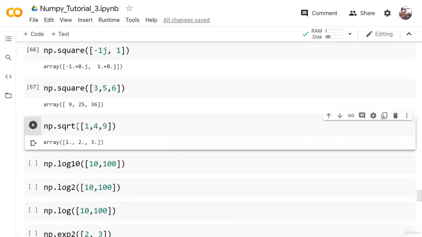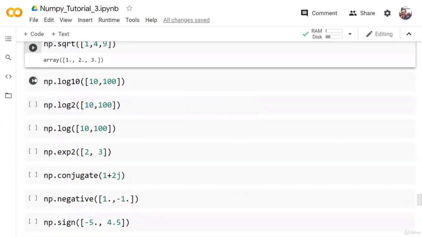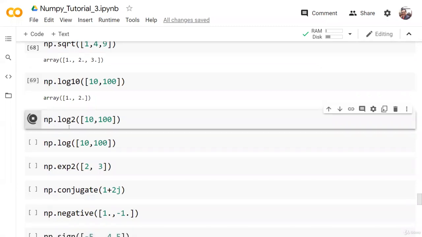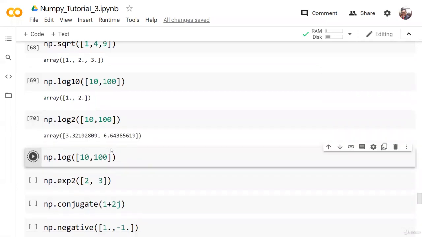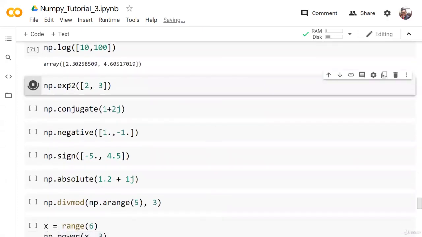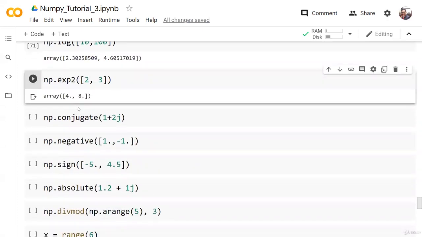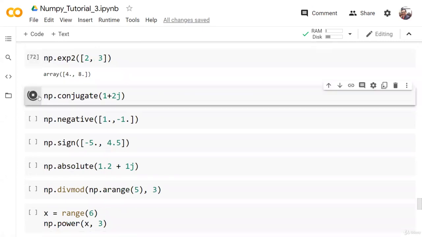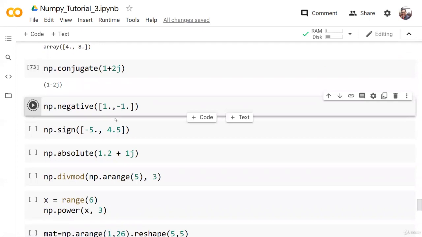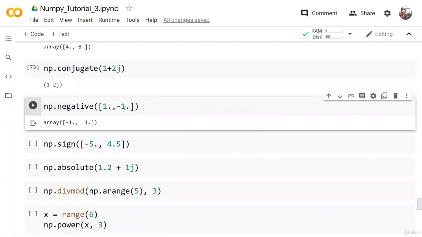You can see the program which has already been written inside NumPy. We are using that. I can find out the log to the base 10, log to the base 2 of the elements, normal log, natural log of that. Okay, I can find the e raised to value, e raised to 2 and e raised to 3. I can find out the complex conjugate of that. I can find out the negative value of each of them. Okay, so minus 1, one negative is minus 1, negative will be 1.